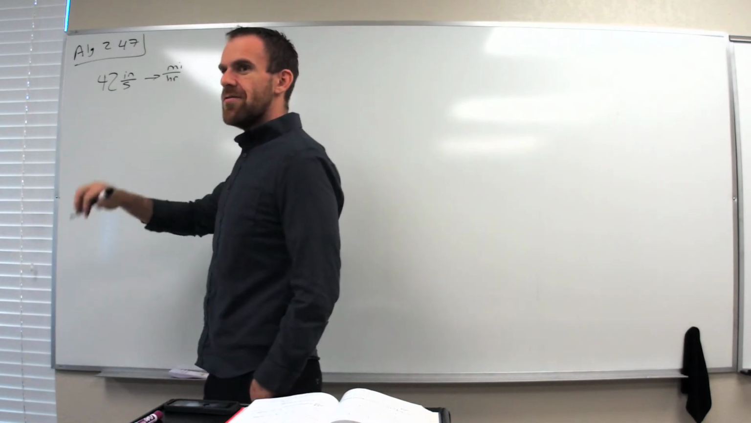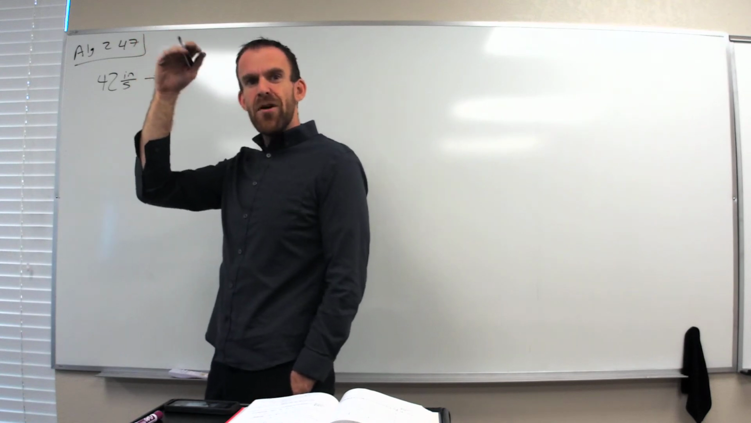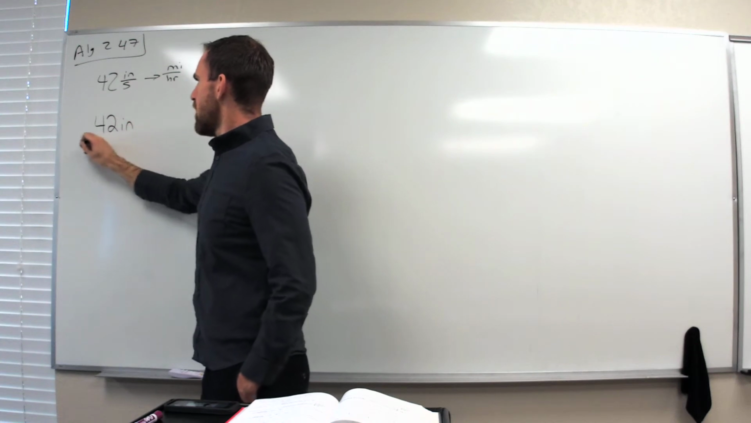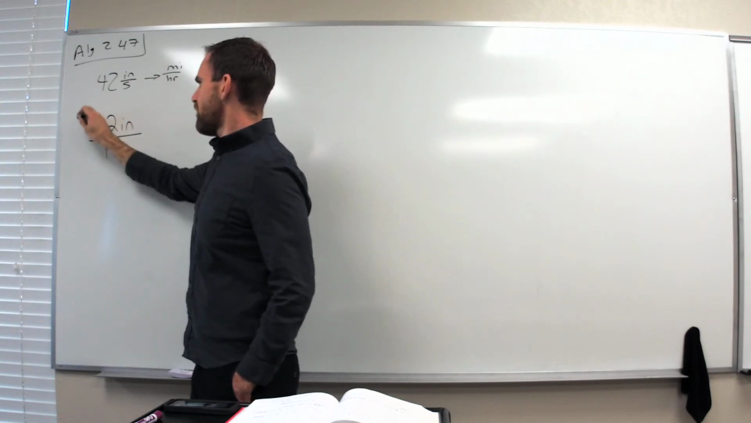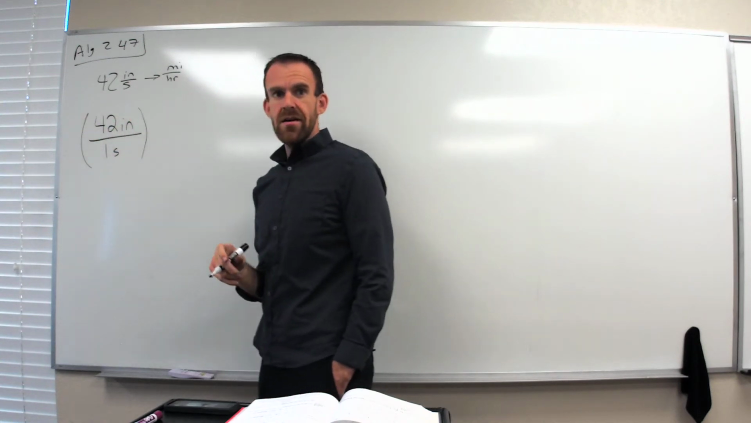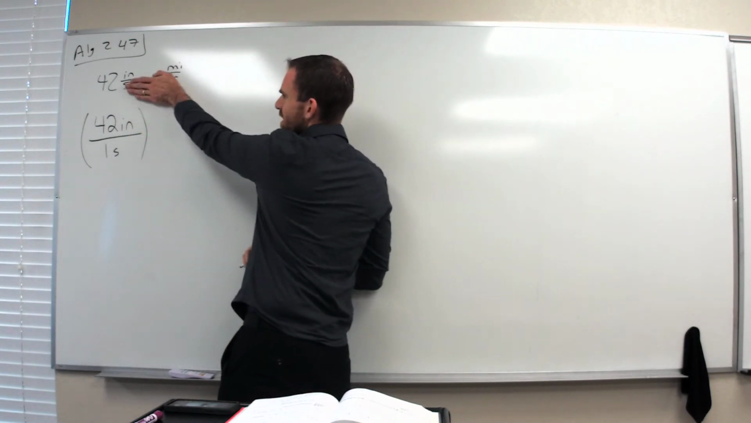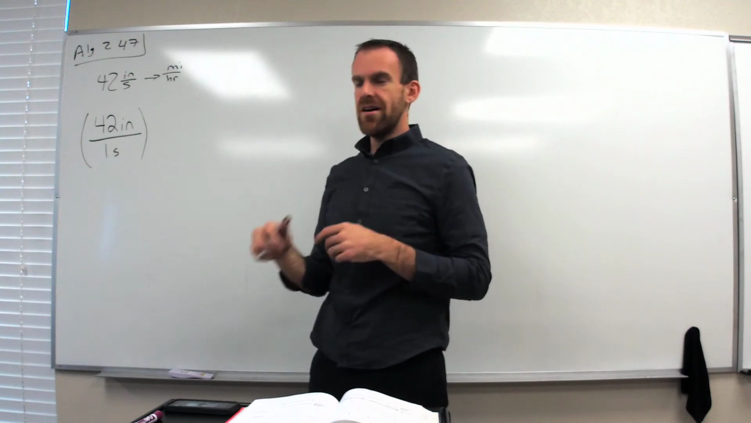So how do we do unit conversions? You always have the top of the fraction and the bottom. So in this case, we're going to have 42 inches per 1 second. Okay, now how do I get inches to miles? Don't even worry about the seconds to hours yet. How do we convert inches to miles?